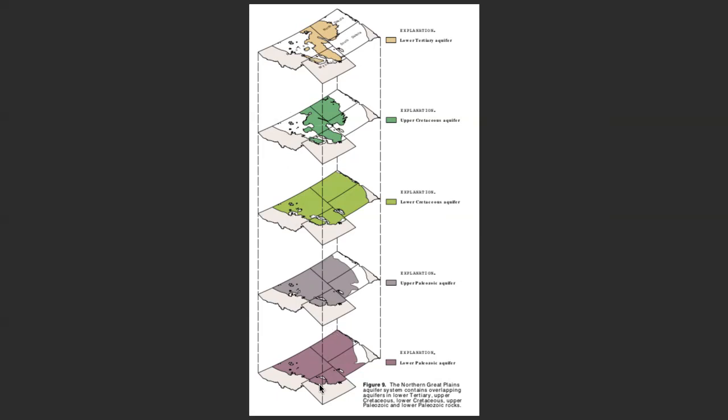As you go deeper, they get bigger. So the deeper you go, the bigger the aquifer system, the longer the flow paths. Problem is they're really salty down there.